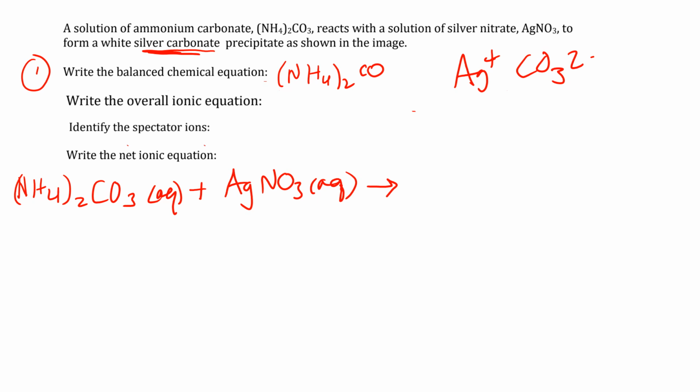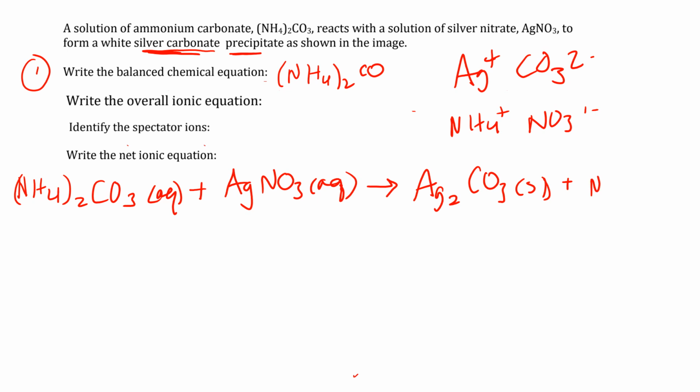So the formula you end up getting is Ag2CO3 solid, because it tells you it's a precipitate. That's the thing that doesn't dissolve. And then you have the leftover: ammonium, NH4 plus, and NO3 1 minus, that's the nitrate, so they come together. When you crisscross, there are no subscript numbers. This is a precipitation reaction, so this one is actually the solution that it's in. That is the balanced chemical reaction.